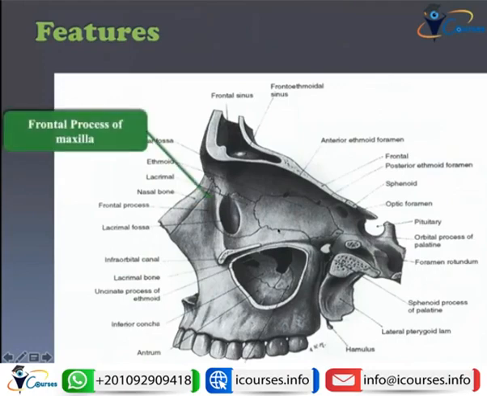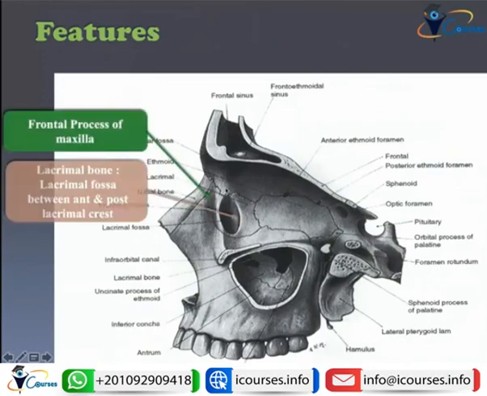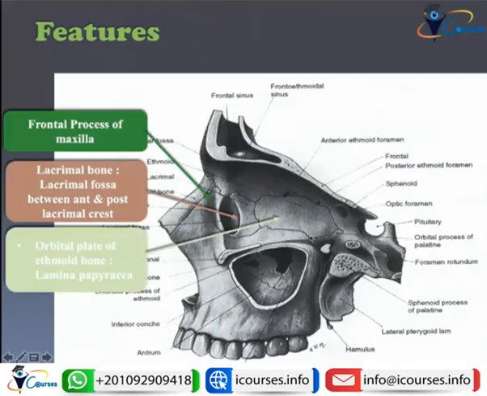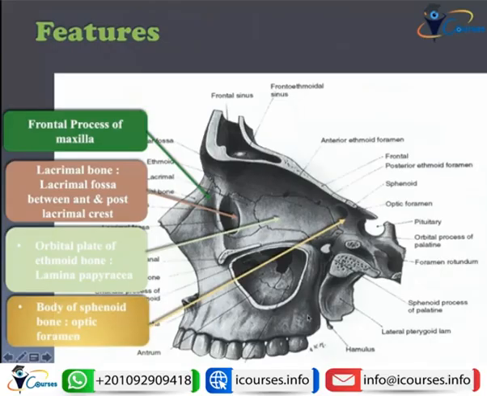So what are the features? As we said, the frontal process of maxilla makes the anterior lacrimal crest, while the lacrimal bone makes the posterior lacrimal crest, and the lacrimal fossa is located between both of them. Then we have the orbital plate of ethmoid, which features the lamina papyracea. Sometimes it is very thin, as we said. Then finally, we have the body of sphenoid bone. The body of sphenoid bone carries the optic foramen, so the optic foramen is present in the body of sphenoid bone. Again, the body of sphenoid bone features the optic foramen, which transmits the optic nerve.